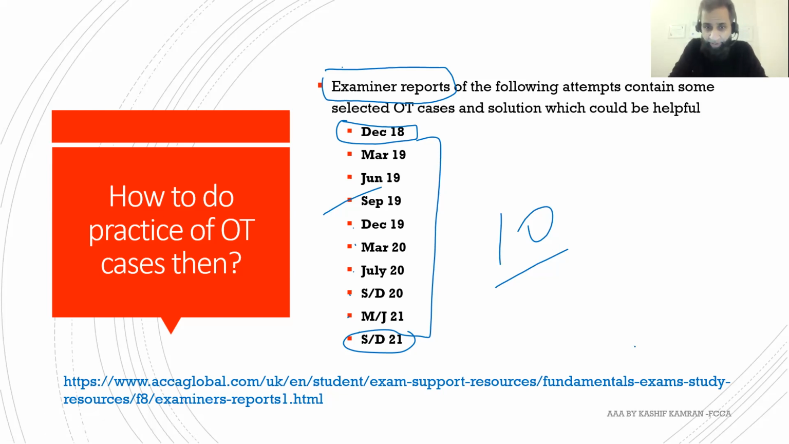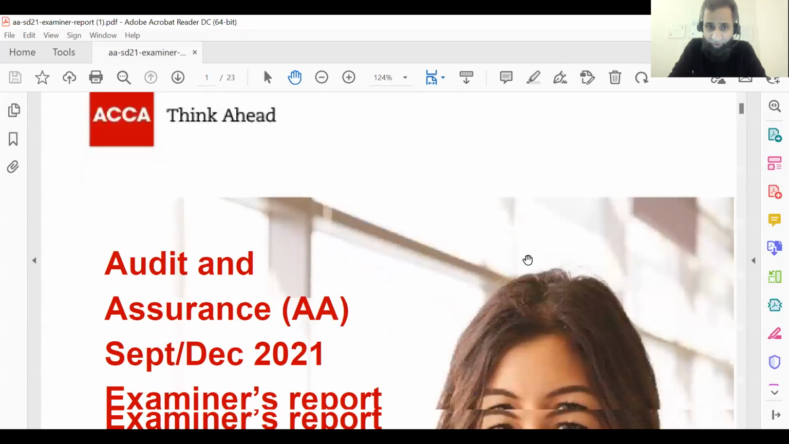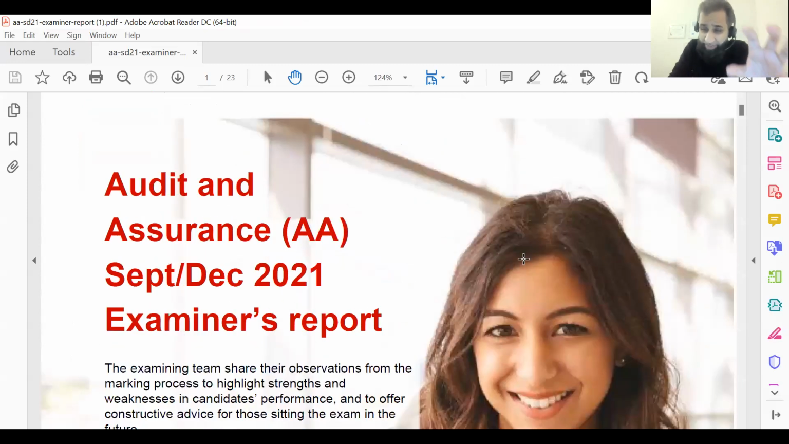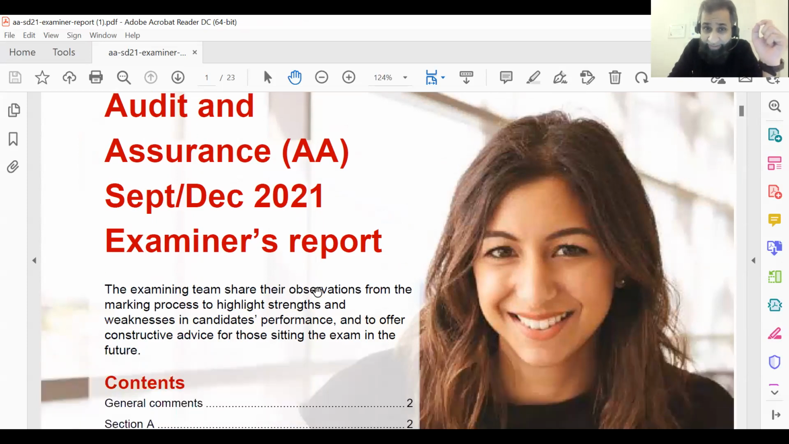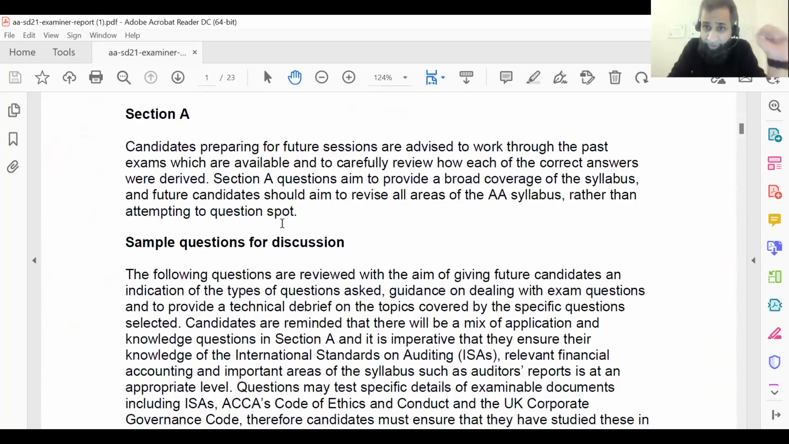Just for example, if I open up an examiner report for you on your screen, which is the latest one, September, December 21. I hope you can see that in front of your screen. Just like this, you download the other examiner reports from the website. And in the examiner report, you have both section A and section B. So you click on section A and you come to section A.